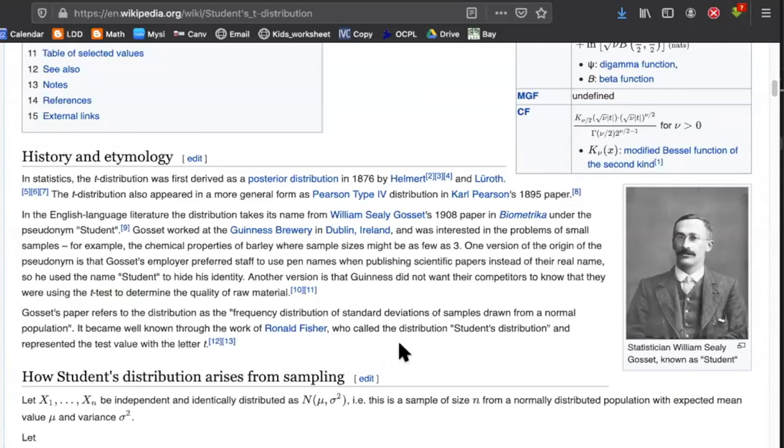There's a name, right? It is well known that this is from the work of Fisher. Fisher is another famous statistician, and whenever you talk about stats, Fisher is one of the names you need to know. Anyway, you don't need to care about those. He called the distribution Student's distribution and represented the test value using the letter T. So the T starts from Fisher. Because Fisher said something, most people just follow that T. All right, anyway, that's a small story here.